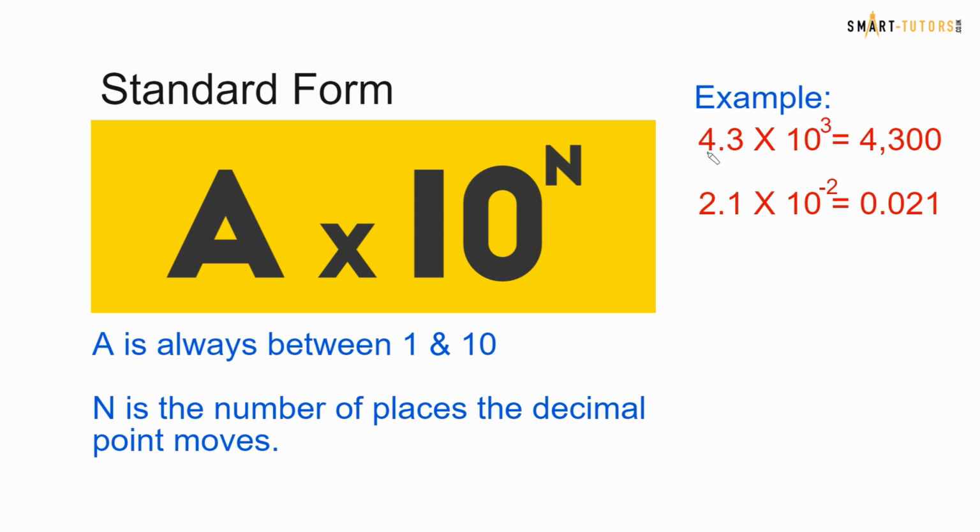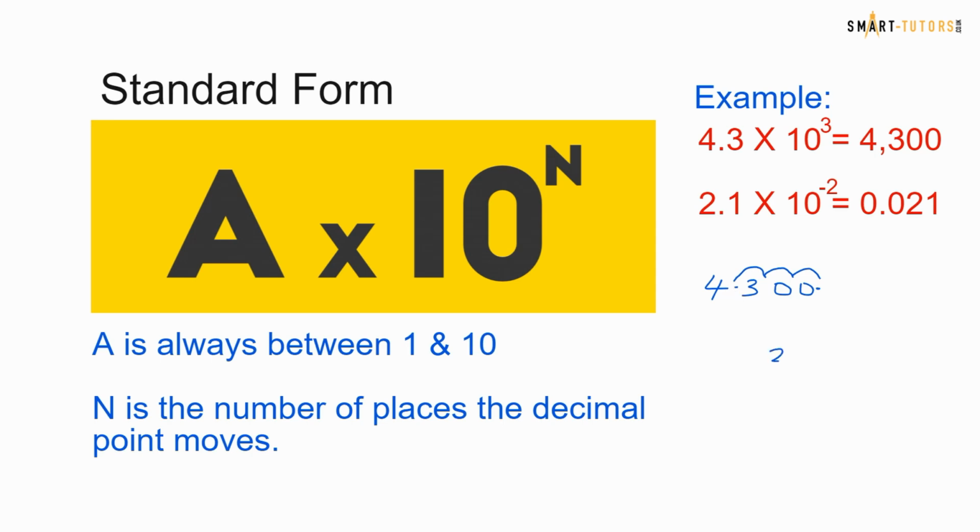For example, 4.3 times 10 to the power 3 means that the decimal point is going to move 3 places. So with 4.3, the decimal point moves 1, 2 and 3 places. You put in zeros, so the decimal moves to here and this becomes 4300.